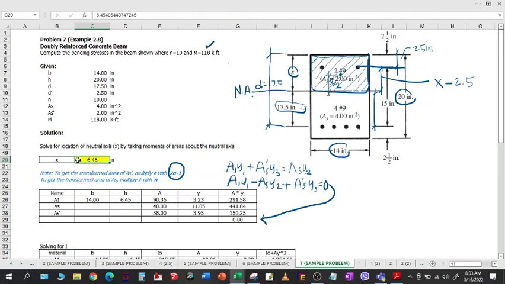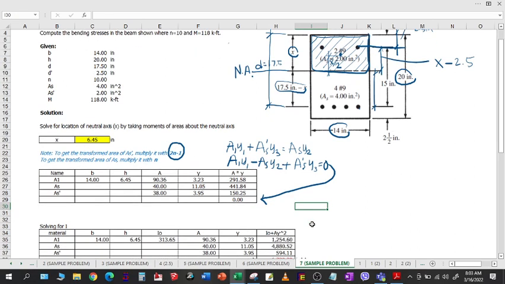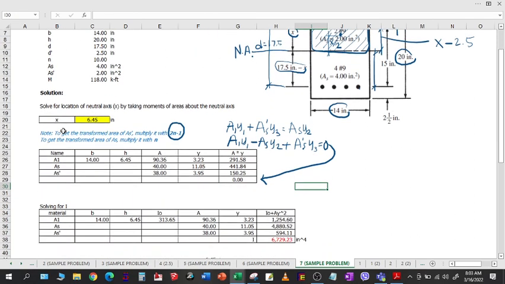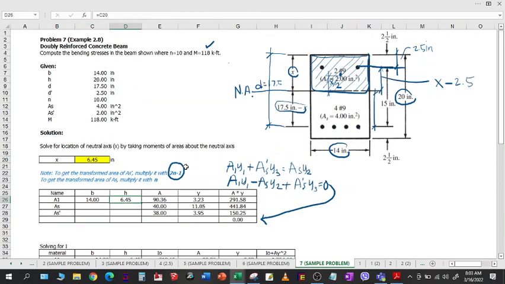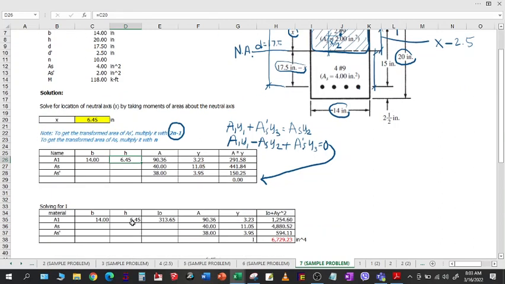In your calculator, you can encode all the parameters here and then shift solve. Now, and then the unknown value will be given. Okay? So now that we have the location of the neutral axis, we can therefore solve for I. Okay, just copy this one. For the B, 14. For the H, now X is already found out, so H is 6.45. And the IO is BH cubed over 12. BH cubed over 12. Okay? And the area, of course, is B times H.